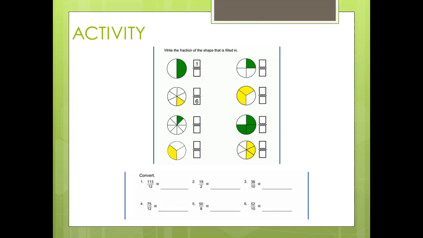Also, I had created an activity on this slide. So write the fraction of the shape that is filled in.